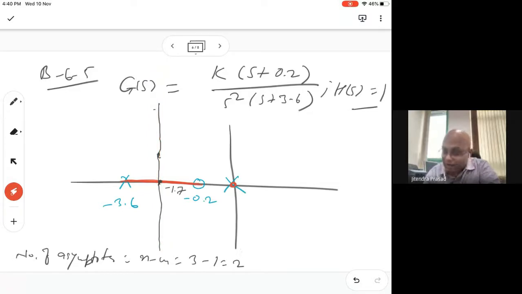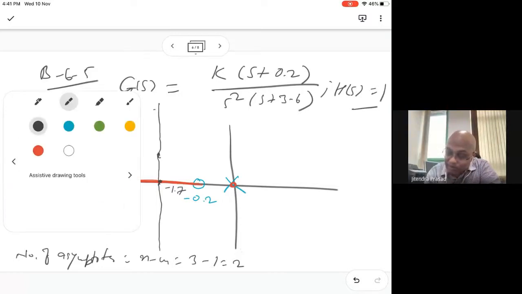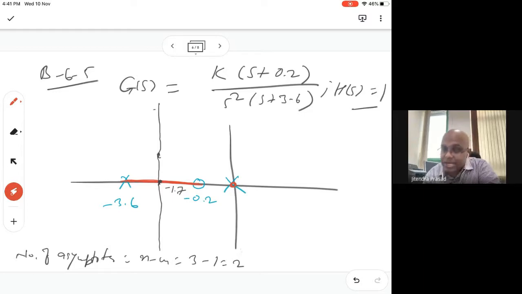Now we have to find out how the locus goes. We know it has to start from here and go from here to here. One will go like this, and another is going like so. We have 3 poles, so one has to move toward the zero. Another, from here, either will go like this or like that, so we have to see how exactly it will go. But 2 branches will be going like this.